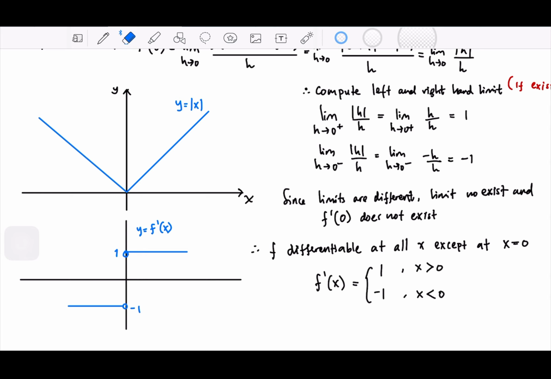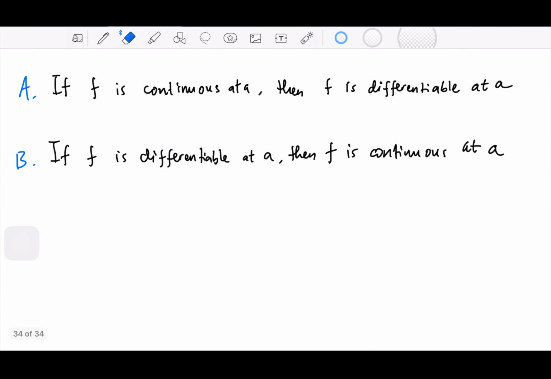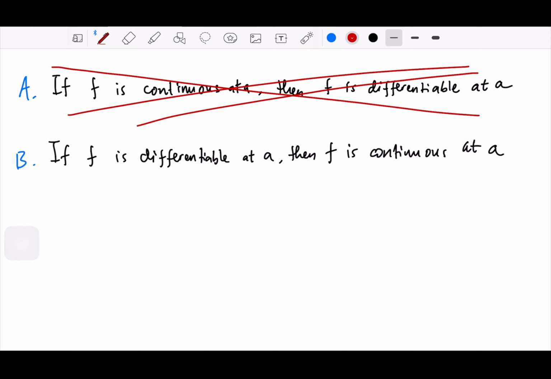So we say this is continuous, but it's not differentiable at x equals 0. So the first statement is not always true. Let me write here. But for the second statement, if you know that it's differentiable, it should be continuous. Get it? Get the logic?